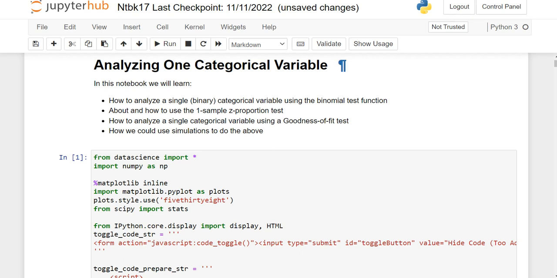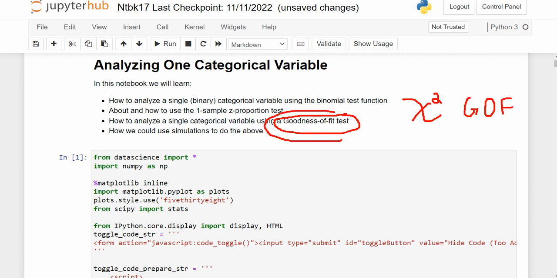So you can see that I'm in Notebook 17 analyzing one categorical variable. And these are the words I'm saying: goodness of fit. Again, this is the lowercase Greek letter chi. So chi-square is the test that we're running. And again, we usually abbreviate this as GOF, chi-square GOF, rather than writing out the longer goodness of fit.